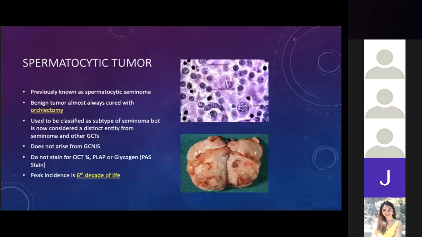For your spermatocytic tumors, it was previously known as spermatocytic seminoma. It is a benign tumor, almost always cured with orchiectomy. It used to be classified as a subtype of seminoma, but is now considered a distinct entity from seminoma and other GCTs. It also does not arise from germ cell neoplasia in situ, and its peak incidence is in the 6th decade of life.